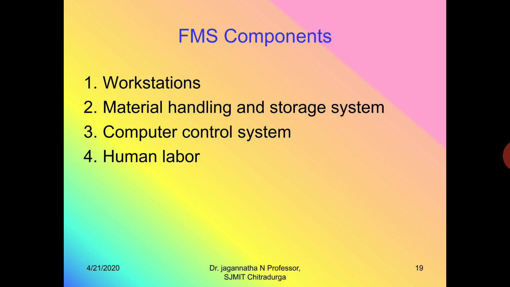Flexible manufacturing components are as follows. The flexible manufacturing system consists of four important components. One is the workstation, another is the material handling and storage system, the third is the computer control system, and the fourth is human labor.